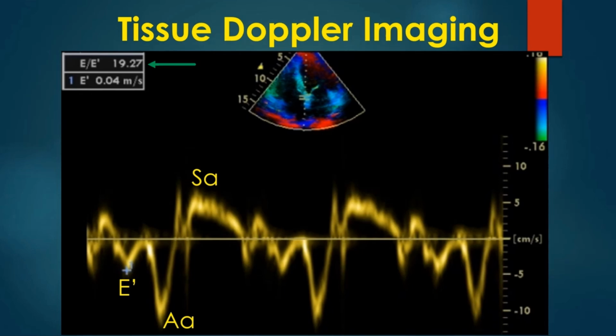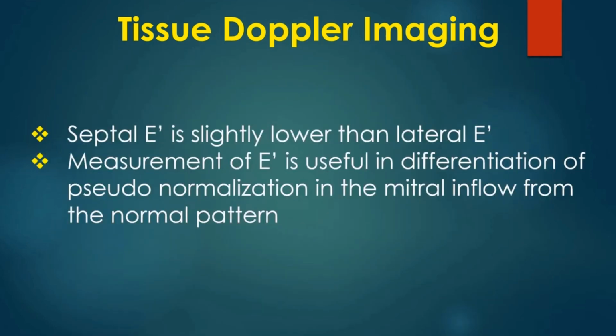The yellow tracing is pulsed wave tissue Doppler imaging. First negative wave is the mitral E prime. The next negative wave after E prime occurs during atrial contraction and is designated AA. The positive wave after AA is the SA wave, representing the systolic myocardial wave recorded as the annulus descends towards the apex. SA at the lateral mitral annulus is a measure of the longitudinal systolic function and correlates with left ventricular ejection fraction. Septal E prime is slightly lower than lateral E prime.